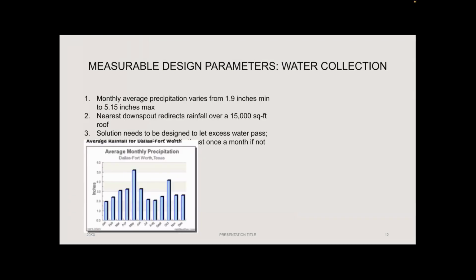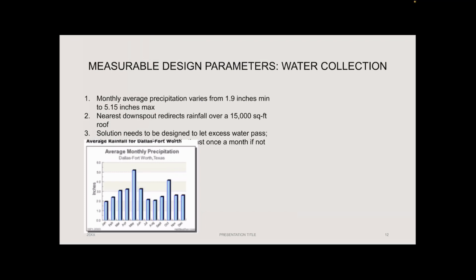Okay, so some of the design parameters for water collection. They knew that the monthly average precipitation is between 1.9 inches at the lowest and 5.15 inches at most. Like I said before, the nearest downspout redirects rainfall over a 15,000 square foot roof, and all the water is going to be coming down that downspout over time. So if we're going to harvest rainwater, our solution should not disrupt the natural runoff.